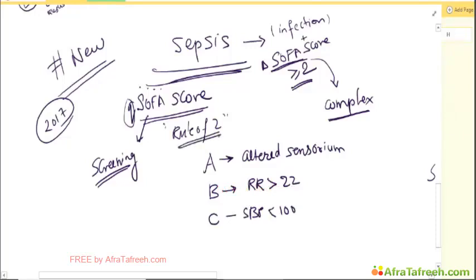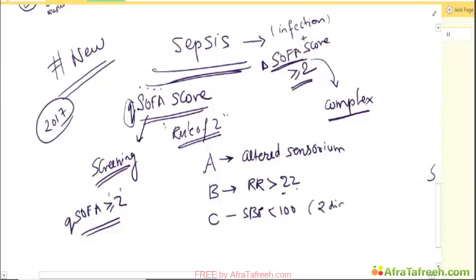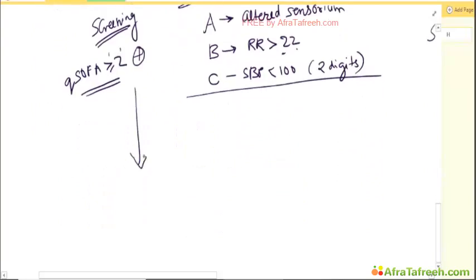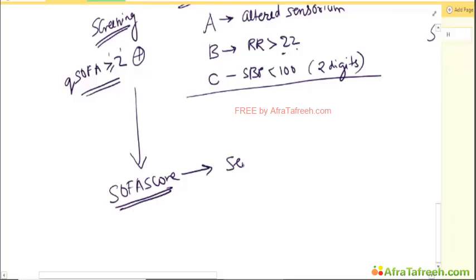So how do we remember it in the form of the rule of 2? If the quick SOFA is more than or equal to 2, that's the first 2. Altered sensorium, respiratory rate is 2 and 2, and SBP in 2 digits. Okay, so this is the rule of 2. So if any two of these three is present, you would say that Q-SOFA is positive. Ideally, if this is positive, then you go for calculation of the complete SOFA score to then diagnose sepsis.